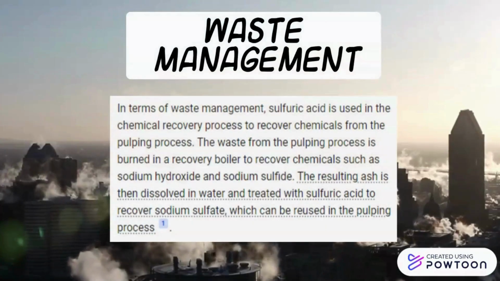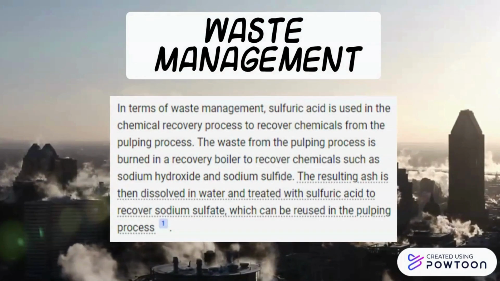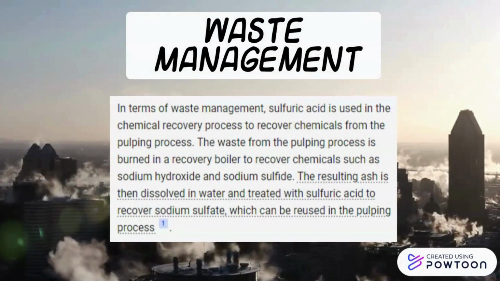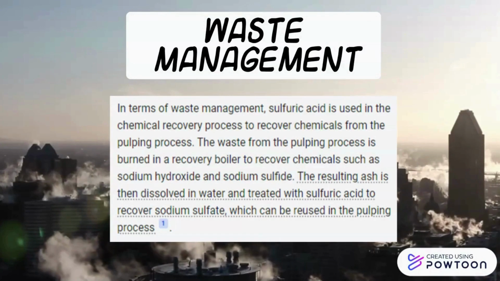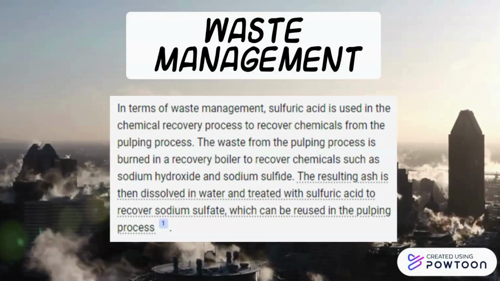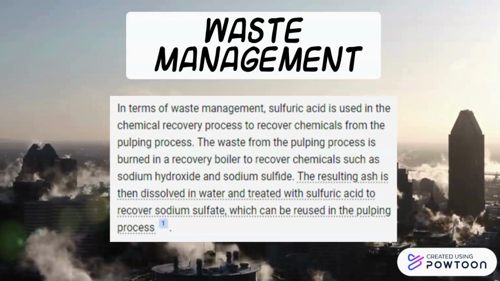Next is waste management. In terms of waste management, sulfuric acid is used in the chemical recovery process to recover chemicals from the pulping process. The waste from the pulping process is burned in a recovery boiler to recover chemicals such as sodium hydroxide and sodium sulfide. The resulting ash is then dissolved in water and treated with sulfuric acid to recover sodium sulfate, which can be reused in the pulping process.